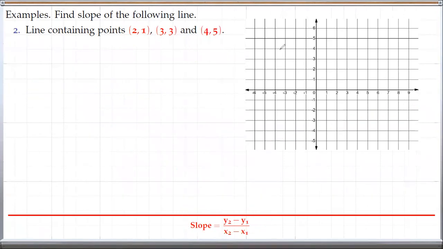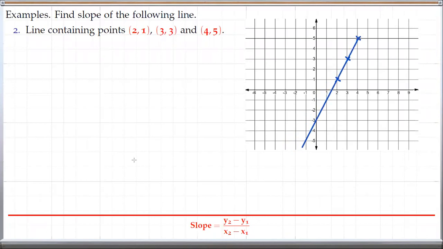Here we have another example. We have a line containing these points. Let's quickly plot them. (2, 1) is right here. (3, 3) is right here. And (4, 5) is right here. So we are looking at this line going through those 3 points. So it will look like this one.